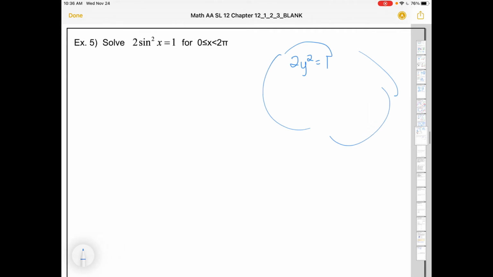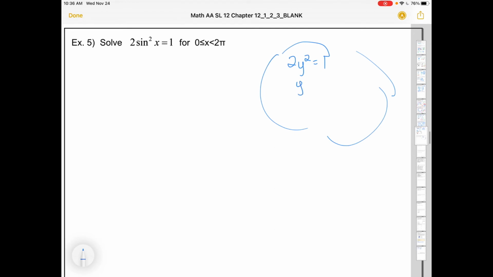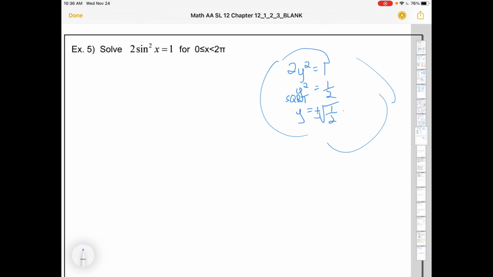typically what we do is just the square root principle. We divide by 2, and then we square root. And when you square root in an equation, you need to consider that it's positive or negative, okay? Which would be plus or minus 1 over the square root of 2.